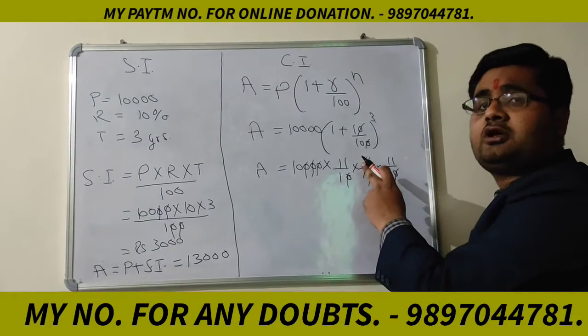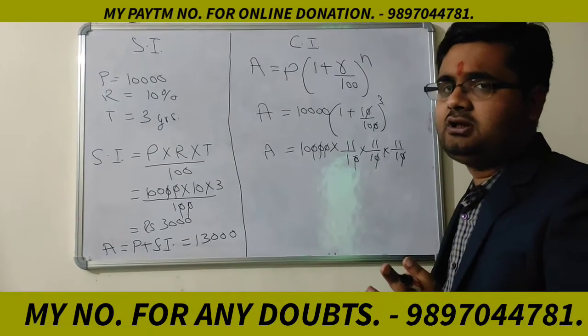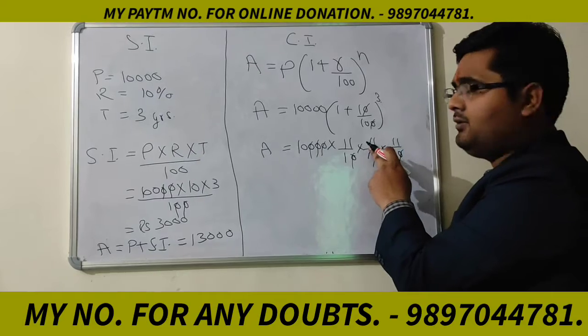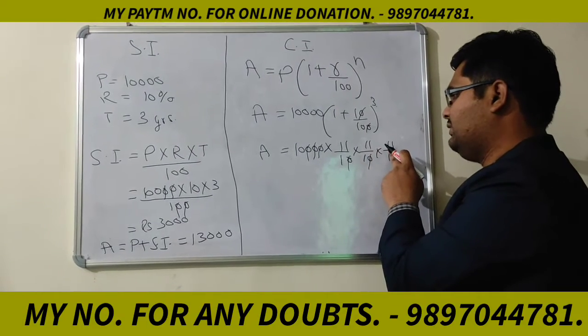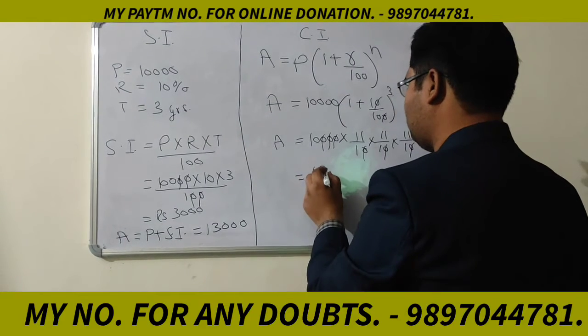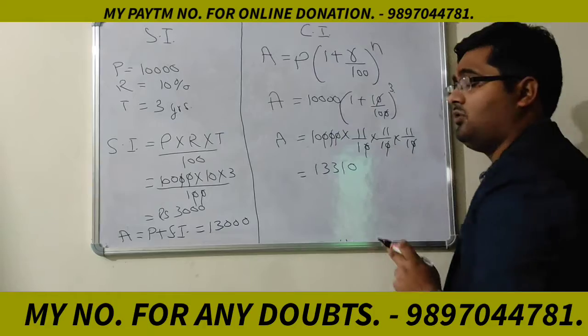Now you know the 11 cube. What is 11 cube? It is 1331, because 11 into 11 is 121, and 121 into 11 is 1331. Into 10, that comes out to be 13310. It is the amount.